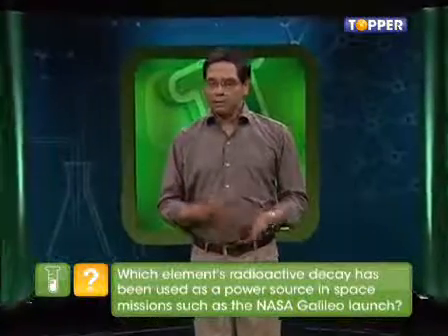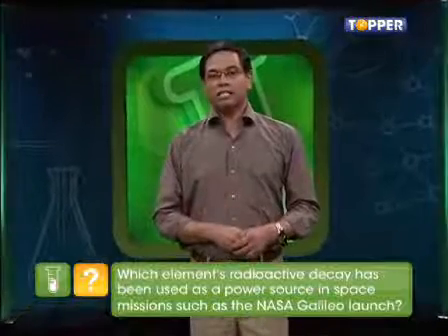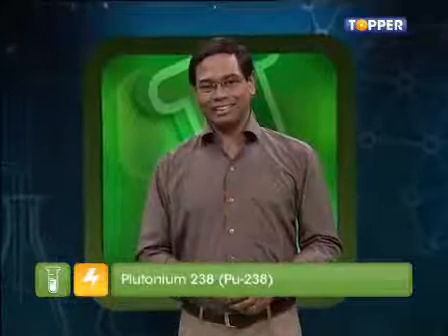Welcome back. It's time to answer the question: which element's radioactive decay has been used as a power source in space missions such as the NASA Galileo launch? The correct answer is plutonium-238.